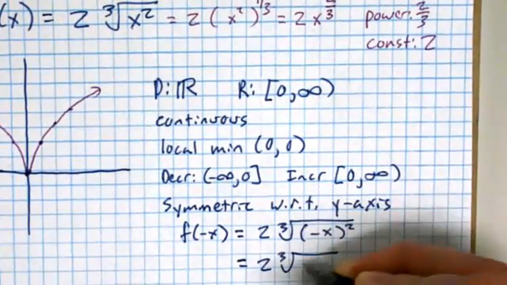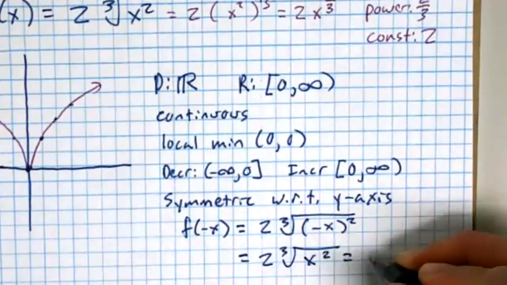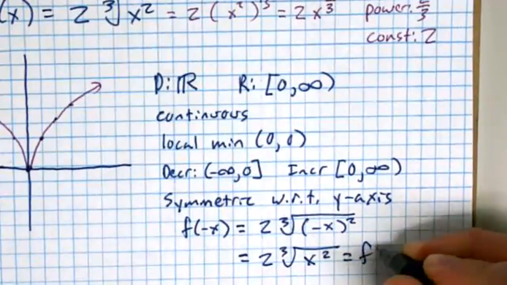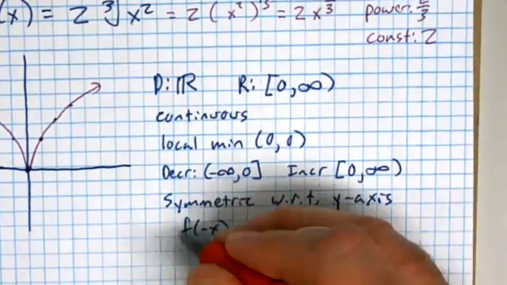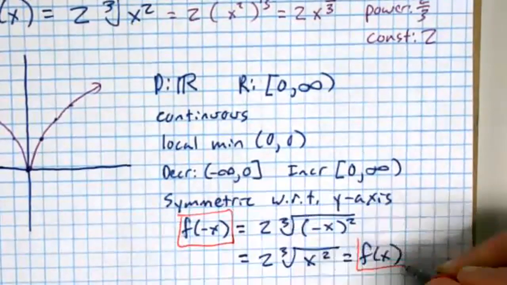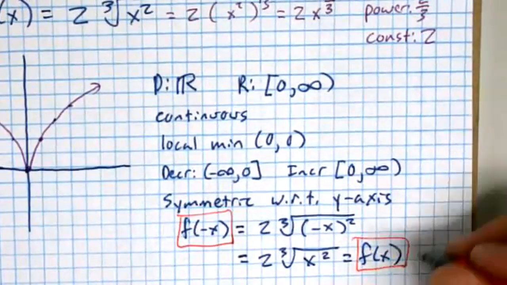That negative is going to go away. It's just going to become x squared, which, hey, that's the same as the original. So make sure you write this last piece: equals f of x. The whole point of me asking you to do this is for you to start with f of negative x and link it to f of x, because that is the definition of even.